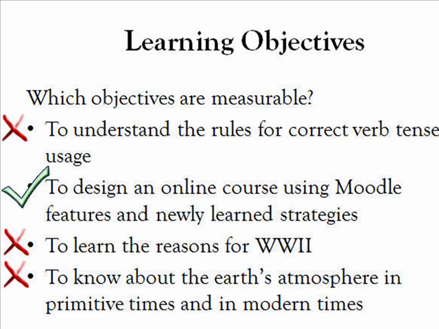And here's the answer. Understand is not measurable. To design, that's a good one. That's on the higher level of the Bloom's taxonomy. To learn, to know. These are not measurable words. They're not measurable verbs. So you need to make sure that whenever you're writing those objectives, you stay away from words that cannot be measured.